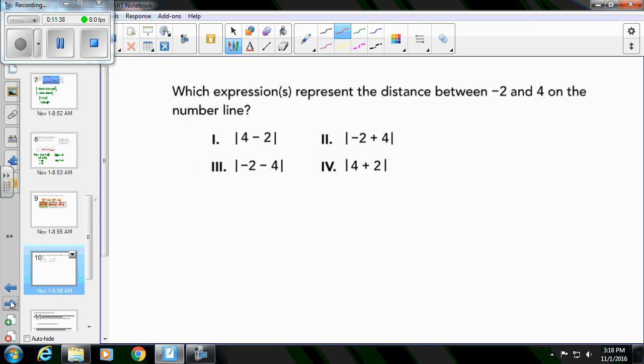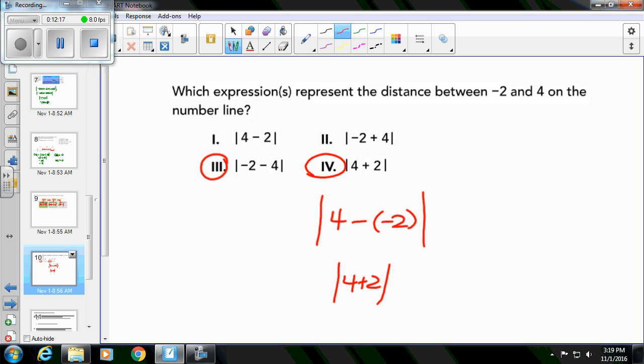Which expressions represent the distance between -2 and 4 on the number line? So take a look at those quickly. I'm subtracting. So between -2 and 4, I like 3: -2 minus 4, and I'm taking the absolute value of it. All right, what about another one? So I need -2, the distance between them. What if I did 4 minus -2? Oh, when I stop, add the opposite. I get the absolute value of 4 plus 2. So 3 and 4.